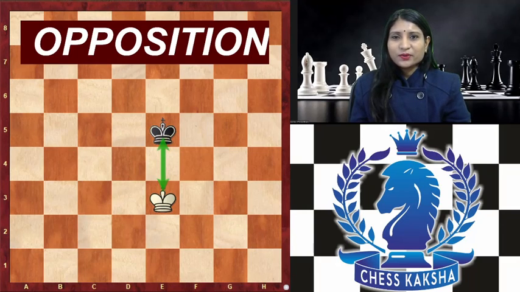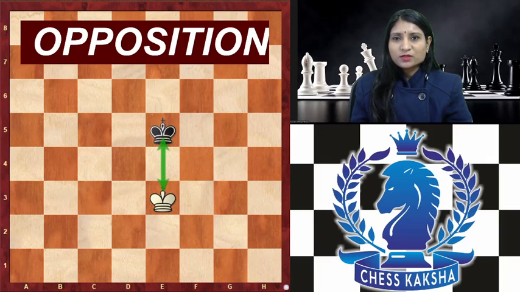In today's video, we are going to learn about opposition. What is an opposition? An opposition is a situation in which the two kings are standing in the same line, file, rank or diagonal, and they are separated by an odd number of squares like 1, 3 and 5.